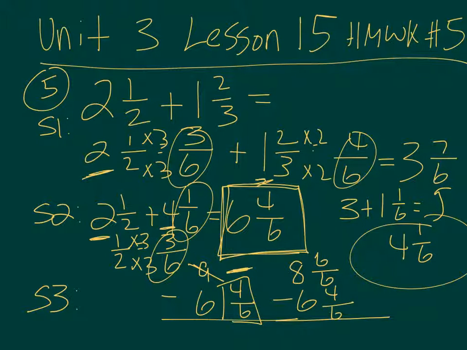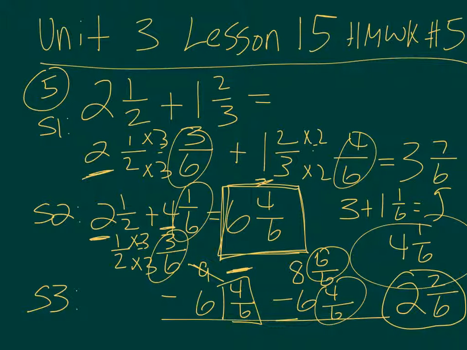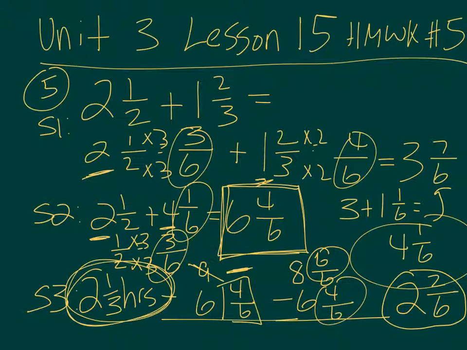So let's do that subtraction. 8 minus 6 is 2. And when you subtract these fractions, 6/6 minus 4/6 is 2/6. So that is not in simplest form. So our final answer is 2 1/3 hours. And that is our final answer to the problem. And you can see why it's a multi-step problem, because there's 3 steps.